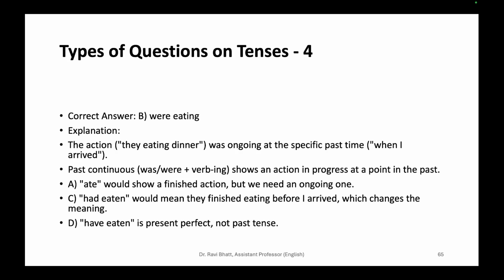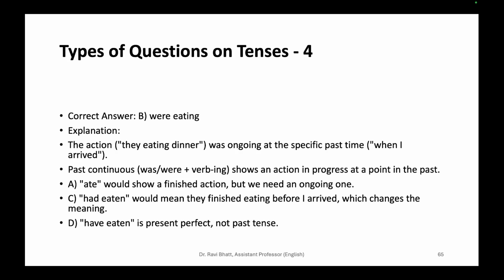The past continuous formula is was plus verb-ing form, because it shows an action in progress at a point in the past. Okay, "ate" would show a finished action, but we need an ongoing action. "Had eaten" means they finished eating before I arrived, which changes the meaning altogether. And "have eaten" is present perfect, it's not past perfect. Okay, so they were eating dinner.